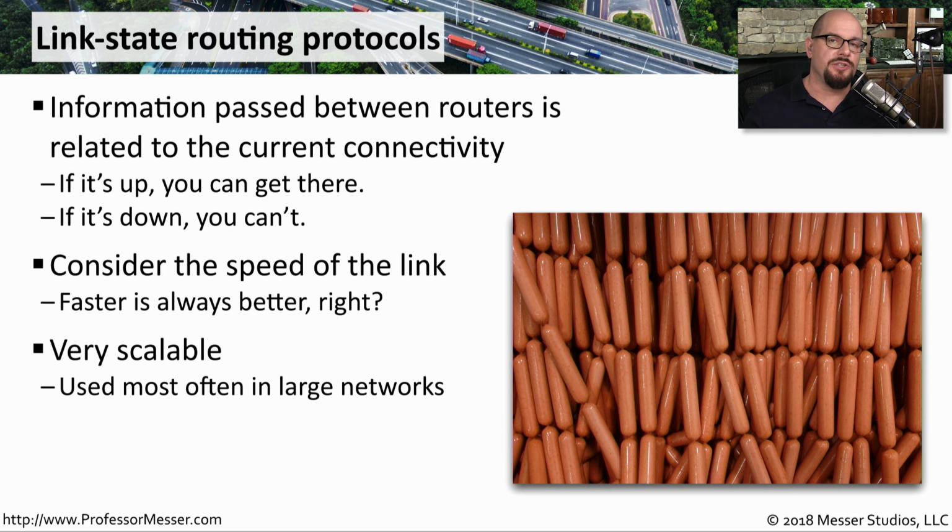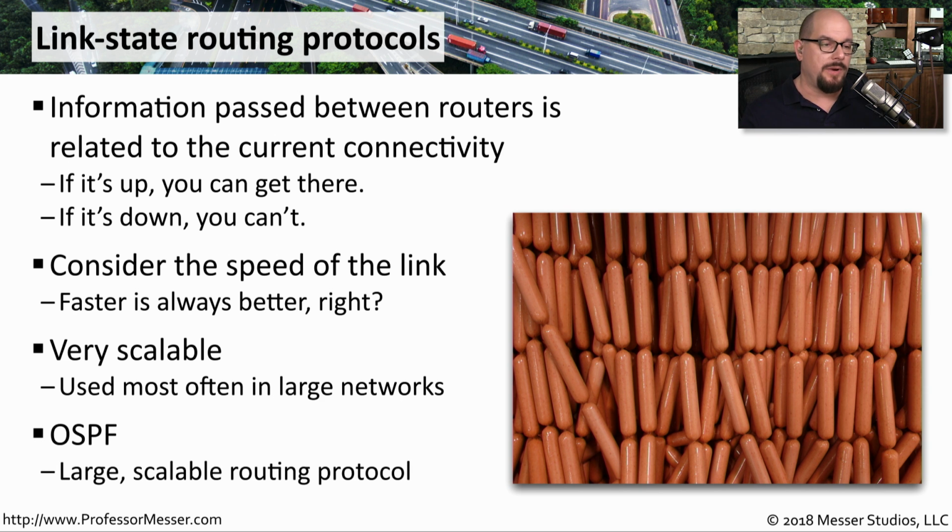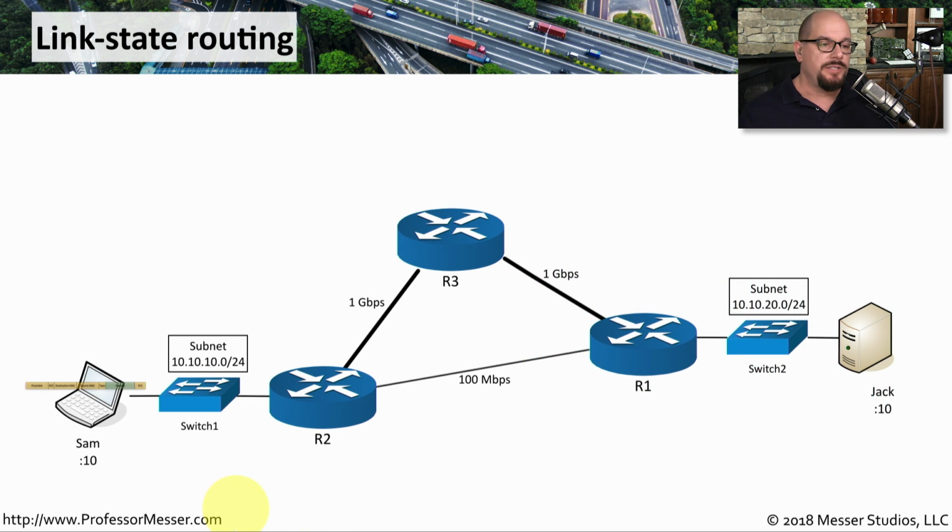As you can imagine, these are much more flexible routing protocols, so we tend to see them used on much larger networks. One popular link state routing protocol is OSPF, that's used on the largest networks in the world to be able to provide dynamic routing updates. With link state routing, Sam will continue to send this traffic to router 2, but router 2 knows that the fastest connection will be to send this traffic to router 3, back to router 1, and then finally to Jack.